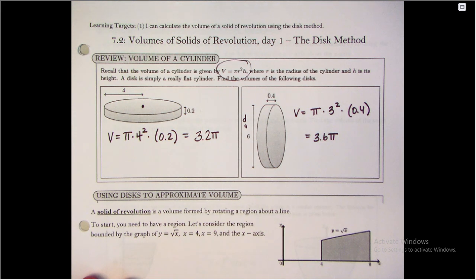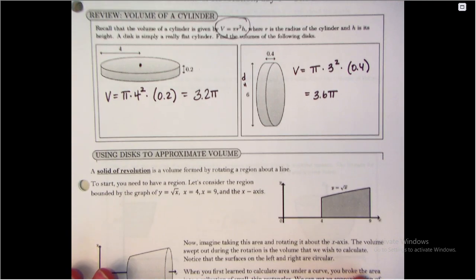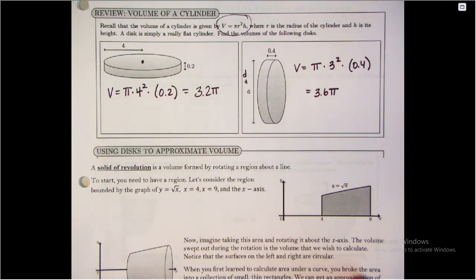The connection here, I want you to remember back to what we called a Riemann sum. Now we are going to take our areas, and we are going to create a volume of what's called a solid of revolution. A solid of revolution is a volume formed by rotating a region, a two-dimensional region, about a given line. To start, you would need to have a region just like what we did in 7.1 where we calculated area. So here's an example of a set of regions that gave us this particular shaded area.